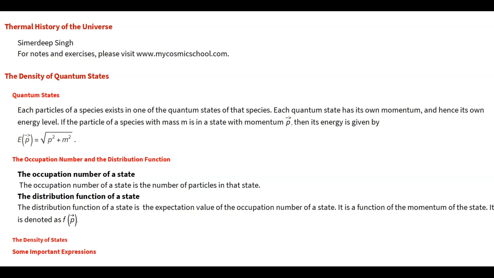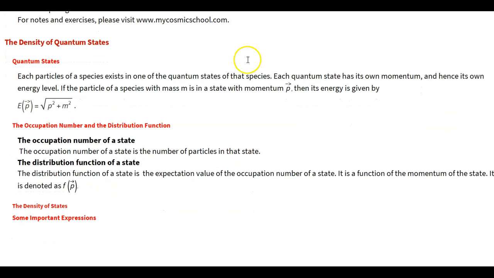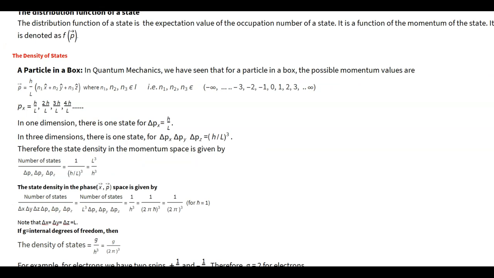In this lecture, we will have a review of some important concepts from statistical physics which are relevant for this series, the thermal history of the universe. Now, the first important concept that we need to revise from statistical physics is the density of quantum states. And you may like to skip the derivation if you are convinced with the final result.